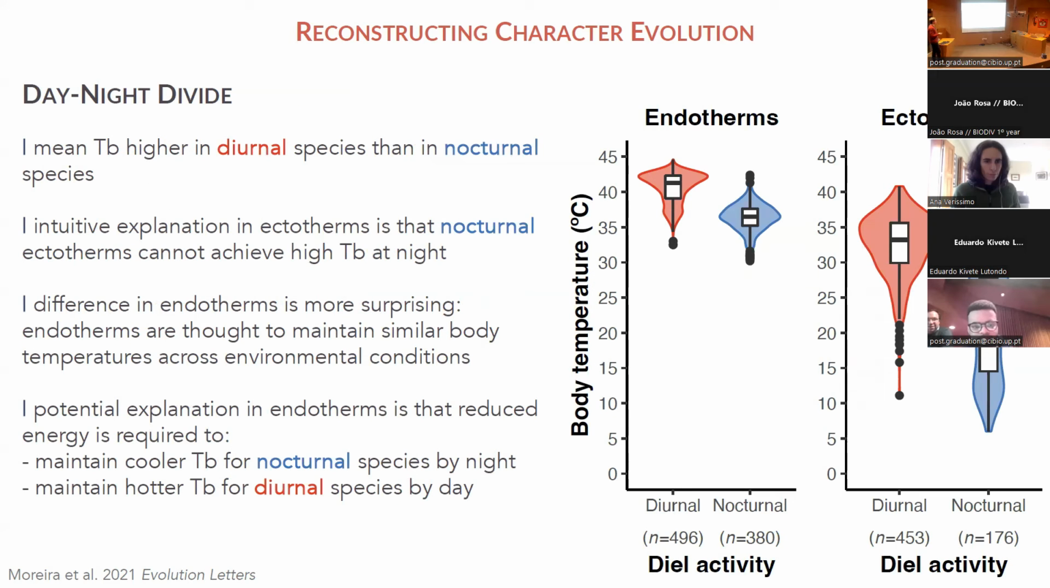We found also that body temperature is tightly linked to day-night activity patterns. We show that for both groups, diurnal species have higher body temperatures than nocturnal ones, which is kind of intuitive for ectotherms, because by night they cannot achieve higher body temperatures. But this difference we were not expecting for endotherms, probably because they are thought to maintain similar body temperatures across environmental conditions. One potential explanation we suggest has to do with energy requirements: it's easier for nocturnal species to maintain cooler body temperatures at night, and it's easier for diurnal species to maintain hotter body temperatures by day. This was one potential explanation for this pattern.